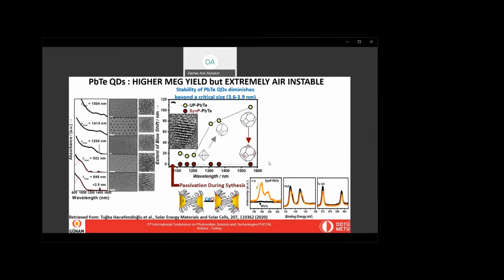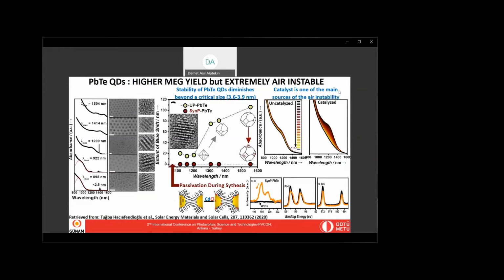And we also discovered that the instability can be due to many sources. And a simple catalyst, a widely used catalyst, can become one of the main sources of instability. As you can see, the uncatalyzed quantum dot is fairly stable when exposed to air, but the catalyzed quantum dot becomes extremely unstable. So this shows that we must be very careful about synthetic conditions.